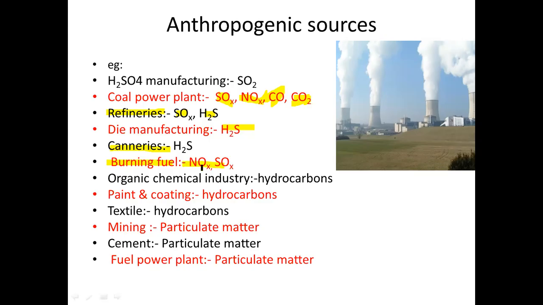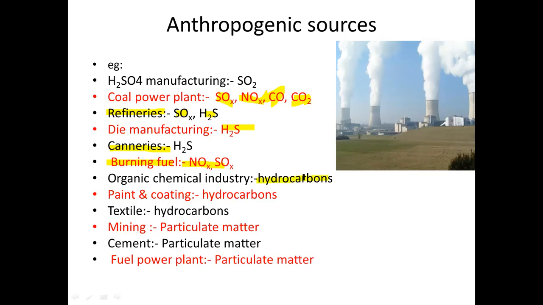Not only NOx and SOx, but also CO, CO2 and hydrocarbons can be emitted from our domestic sector: from our houses, our institutes, schools, campuses, and government offices. They have to burn fuel to generate energy for cooking, lighting, and other purposes. Whatever fuel we use, air pollutants are emitted. Then the organic chemical industry emits hydrocarbons.